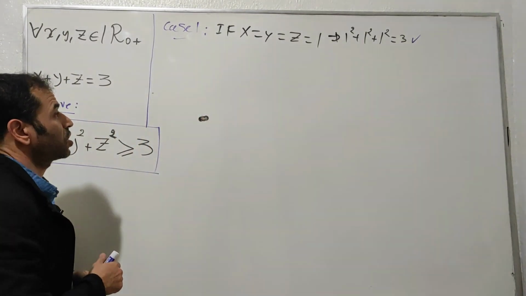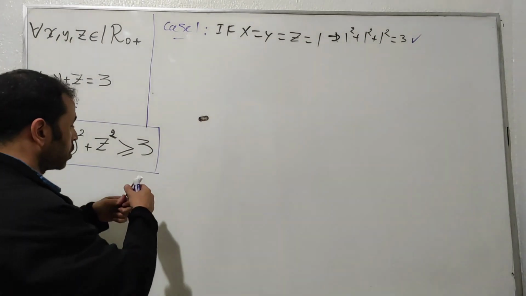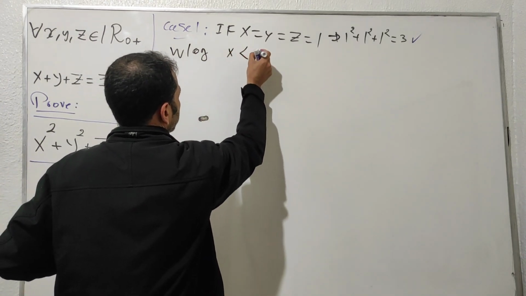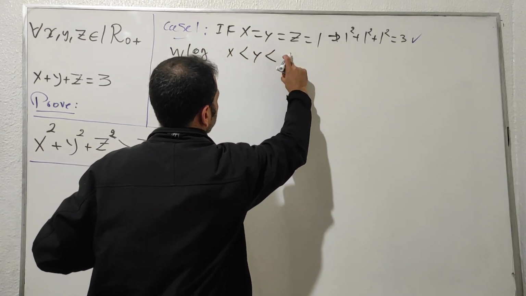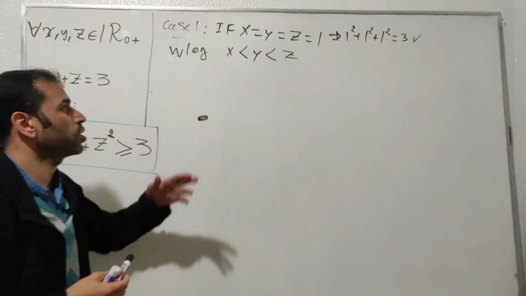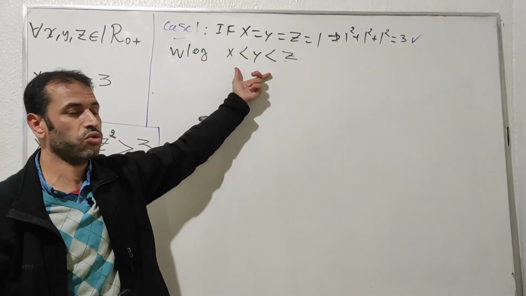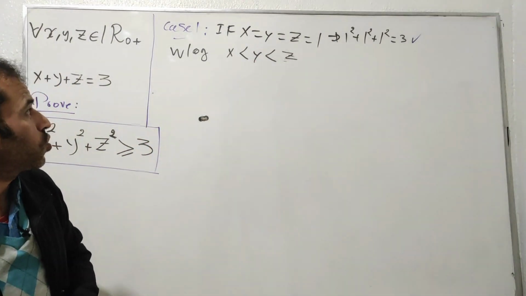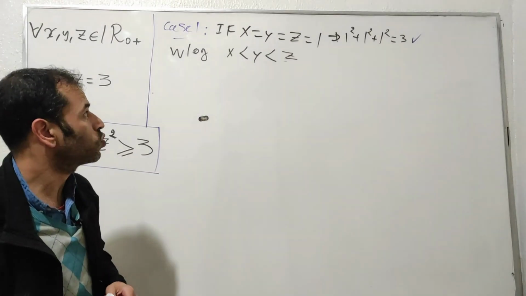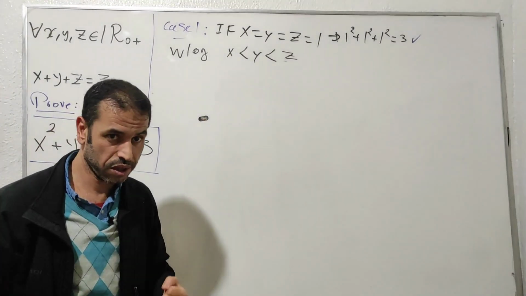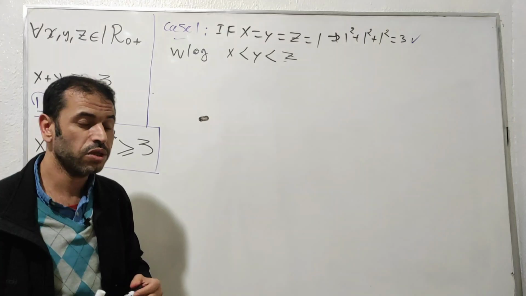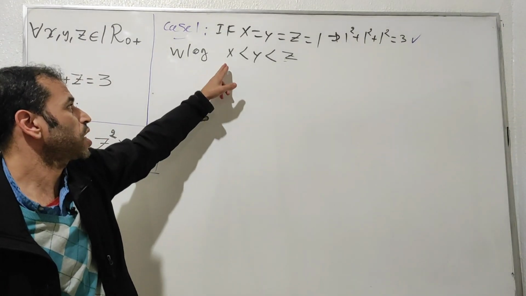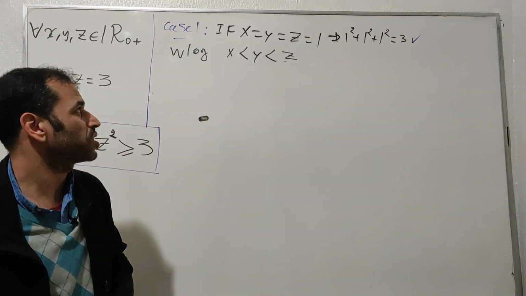Let's move on to the second case, which is a little complicated. Without loss of generality, let's assume x is strictly less than y and y is strictly less than z. You can take different directions, but I'm taking it this way. Before we get started, we are going to prove x cannot be bigger than 1. Let's suppose x is strictly greater than 1. We will find it's impossible.